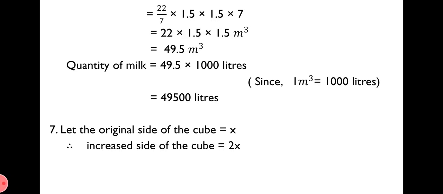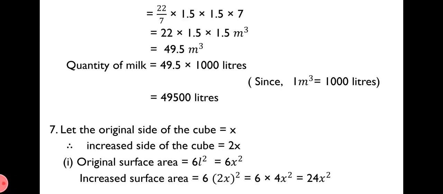Therefore, the increased side of the cube equals 2x, because we are doubling it. So x multiplied by 2 becomes 2x. Now, the original surface area, because first we are finding the surface area. We know that the surface area of a cube is given by 6l square, which equals 6x square, because here the length is given as x. So we get 6x square.